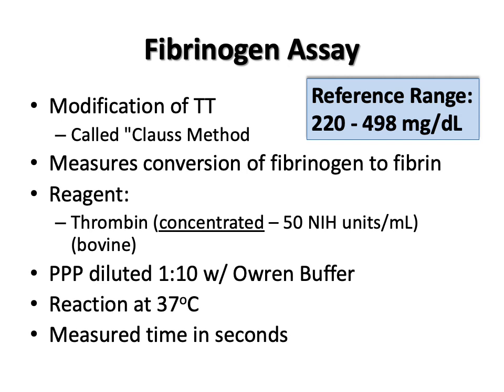Again, like the thrombin time, the reaction occurs at 37 degrees and is measured in seconds. Calibrators are used for comparison, and a calibration curve is prepared that converts clotting time to actual fibrinogen concentration. The concentration of fibrinogen is inversely proportional to the clot time. The reference range is 220 to 498 milligrams per deciliter.